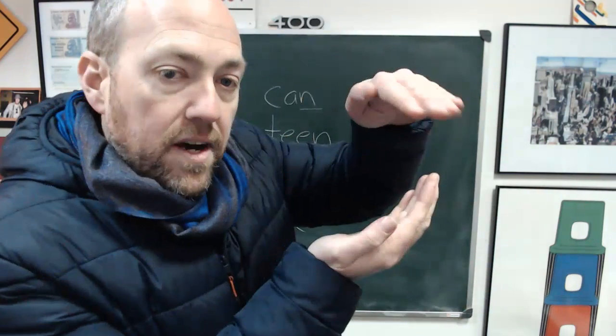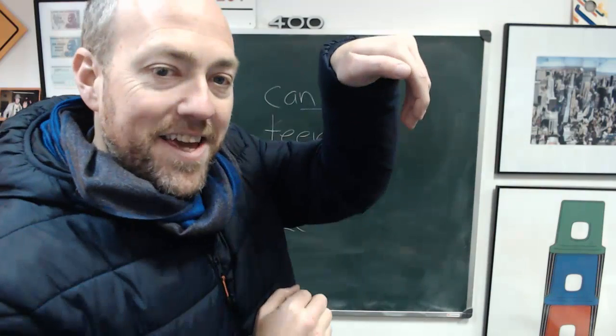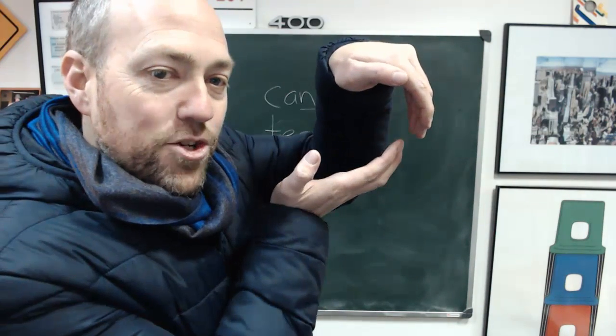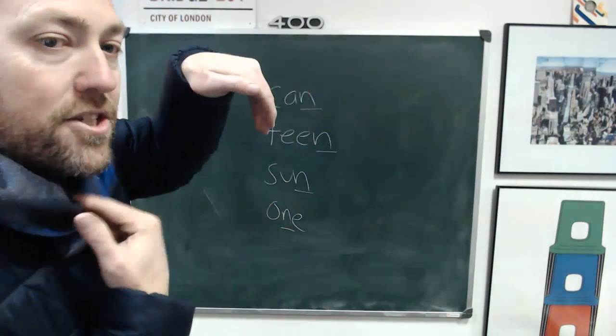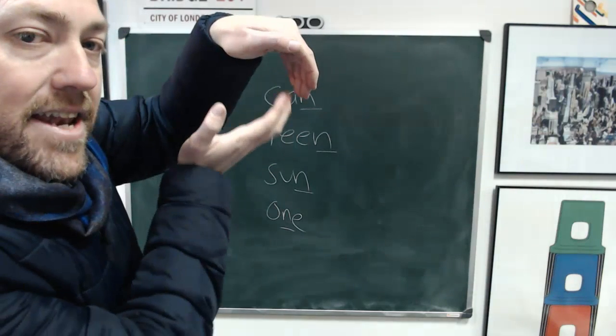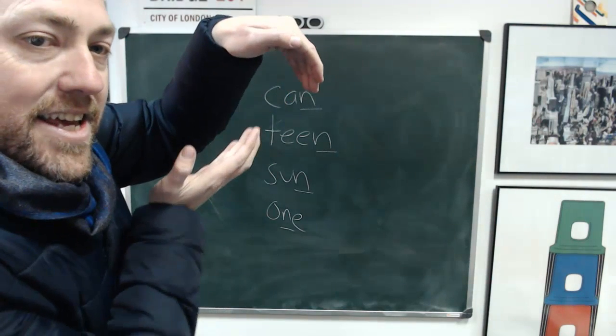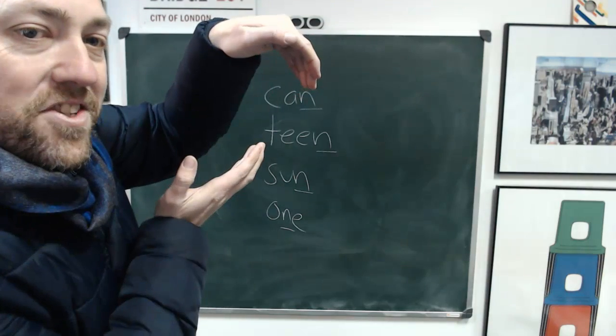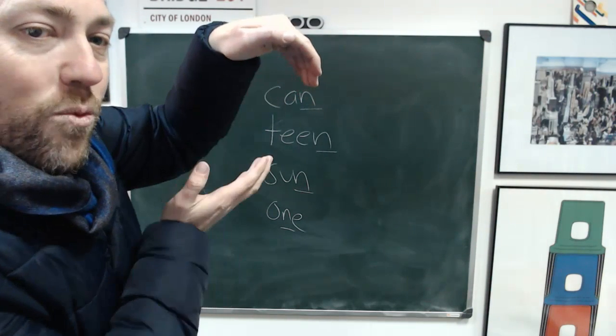So we want the tongue, here's the teeth, these are my teeth, and here's my tongue touching. And activating the voice. Can, teen, sun, one. Hopefully that helps to answer your question.